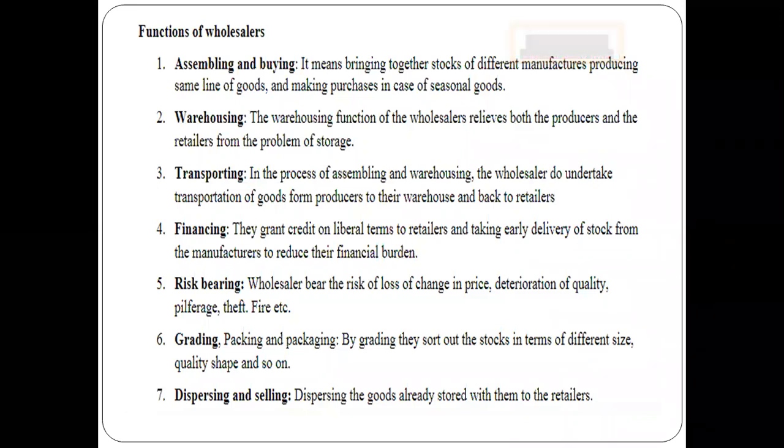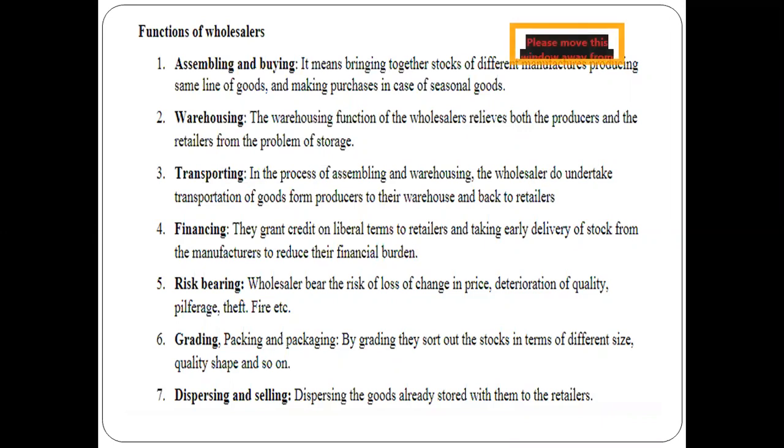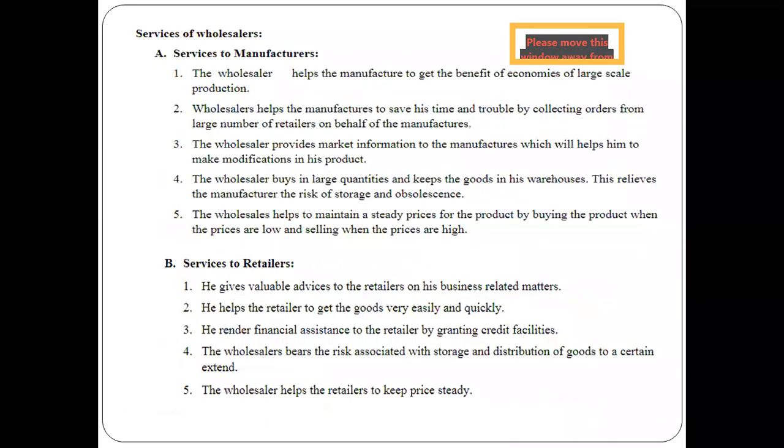The third is transportation. In the process of assembling and warehousing, the wholesaler undertakes transportation of goods from producers to their warehouse and back to the retailers. The fourth function is the financing function, then the risk bearing function, grading function, and the seventh is dispersing and the selling function to the retailers.